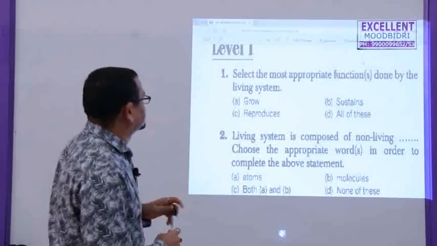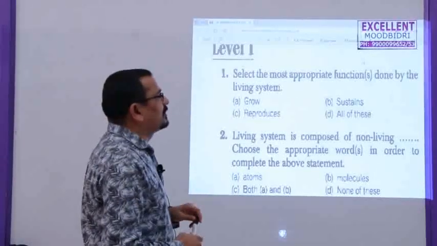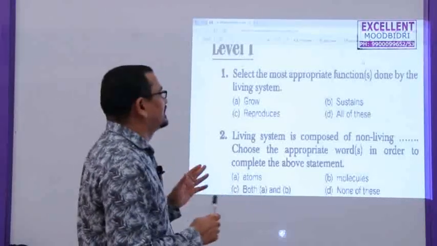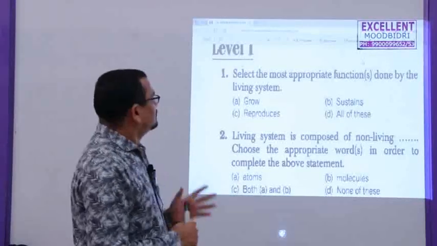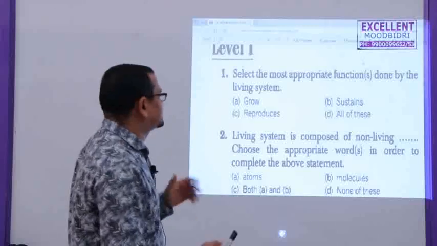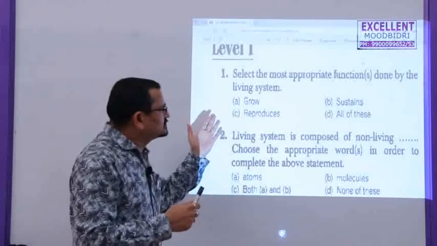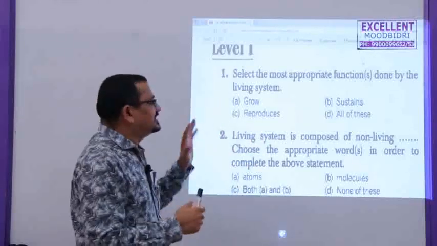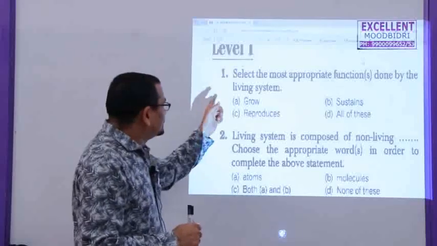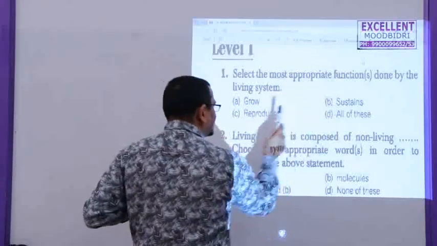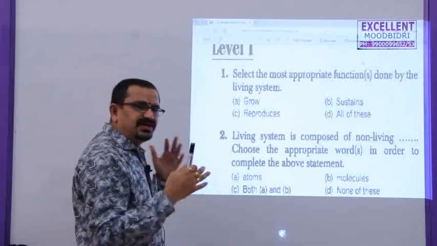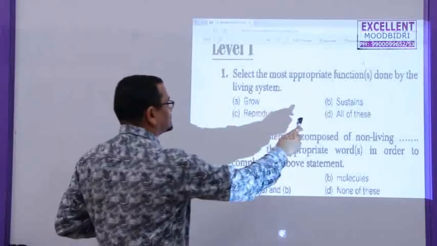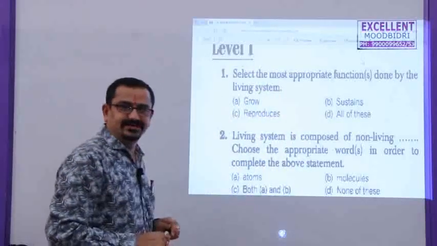When it comes to the first one, select the most appropriate functions done by the living system. Most appropriate function of living system means living system grows, sustains and reproduces. So all the three are associated with the living system. So answer will be all of these.